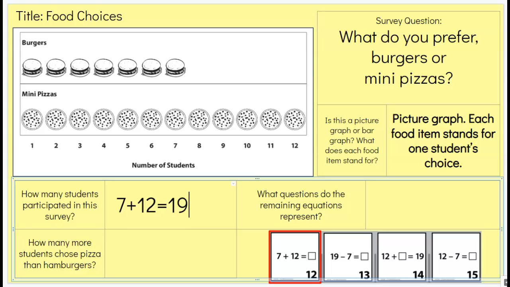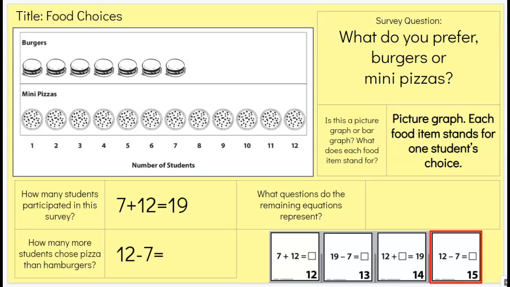What's the best equation to use? Take a moment to write it on your whiteboard. Now, if you were thinking the best equation to use is 12 minus 7, that's good thinking. Why is this the best equation to use?